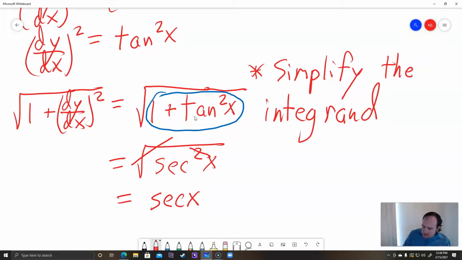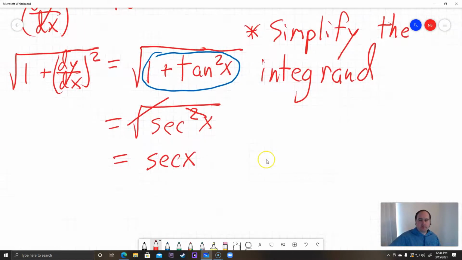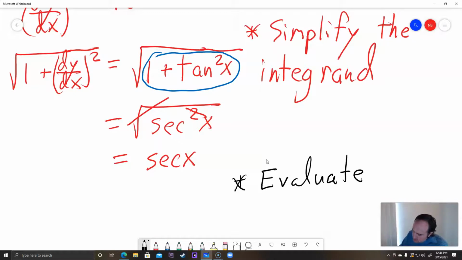Okay, so that's the integrand, and now we're ready to go ahead and evaluate the integral. So now we're going to evaluate the original integral.